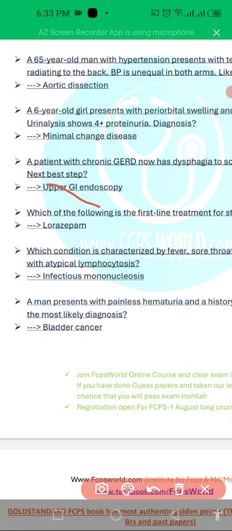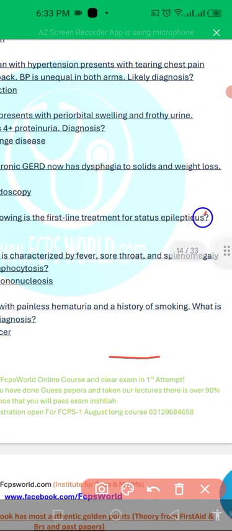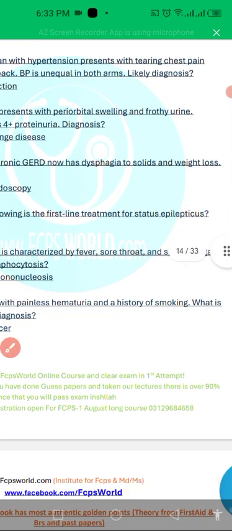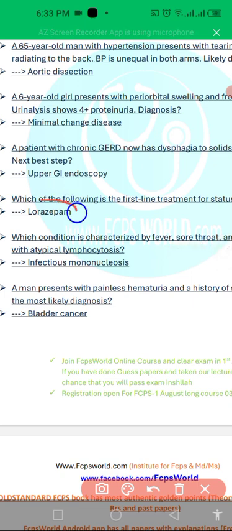Which of the following is the first line treatment for status epilepticus? The first line treatment for status epilepticus is lorazepam.